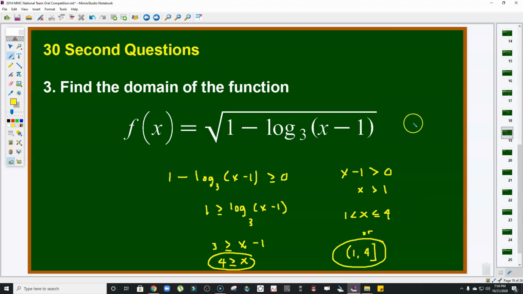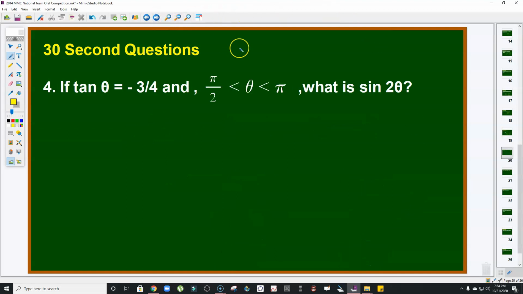Okay. Next, problem number 4. If tangent theta equals negative 3/4 and theta is greater than pi over 2 but less than pi, what is sine 2 theta? Now, two things to consider here. Where is theta located? It implies that your theta is found in quadrant 2. Right? Quadrant 2, because of this.